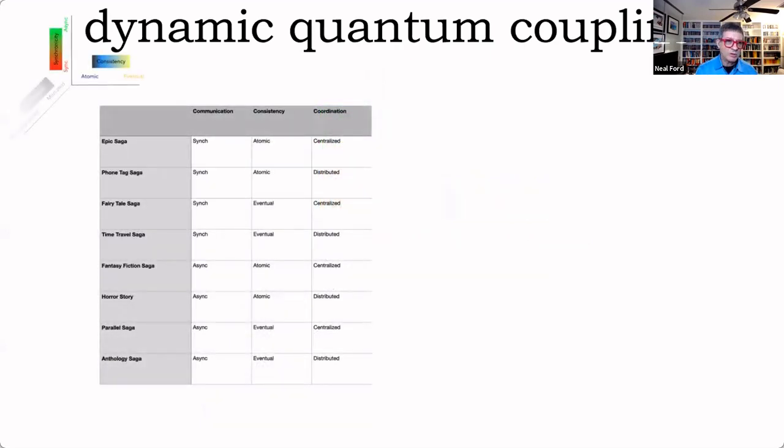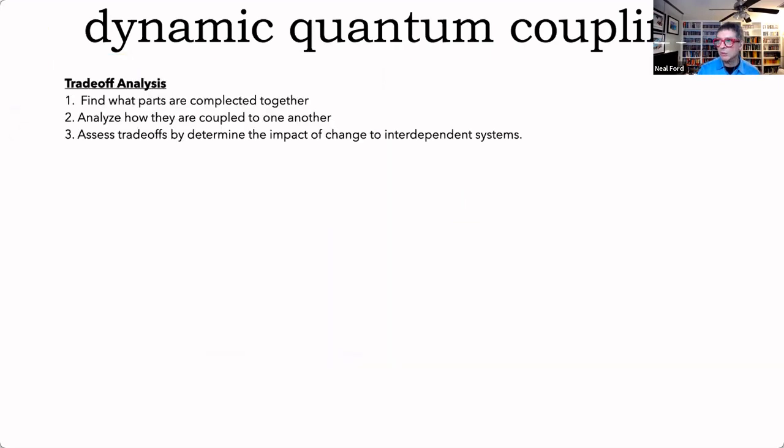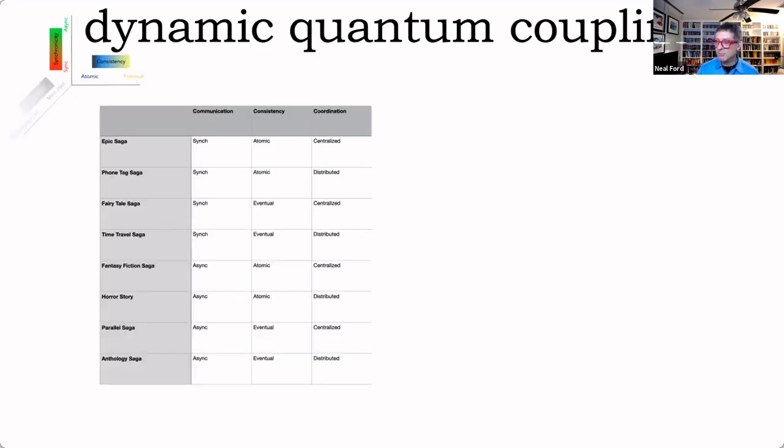Remember what I said when I was talking about this process that we go through here. Find out which parts are complected together. These three, the 3 C's, are complected together. Analyze how they're coupled together, and then assess the trade-offs. So I can actually build a matrix here for all possible values of communication, consistency, and coordination, and see what that does to the rest of my decision process.